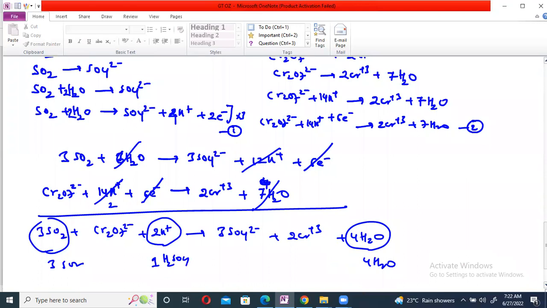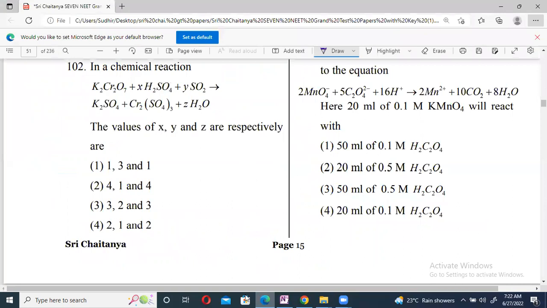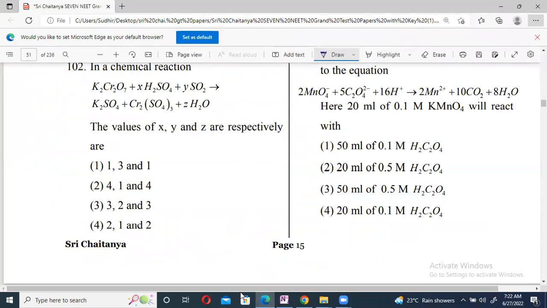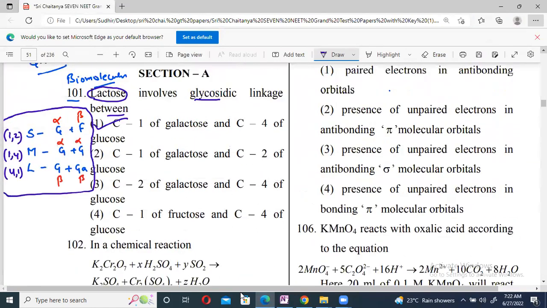Because in the options, 4 water molecules is not there. So it is only 1 water molecule. So acid is 1, SO2 3, water is 1. 1, 3, 1, right? So first option is correct, 1 not 2. Chalo, 1 not 3 beta now.